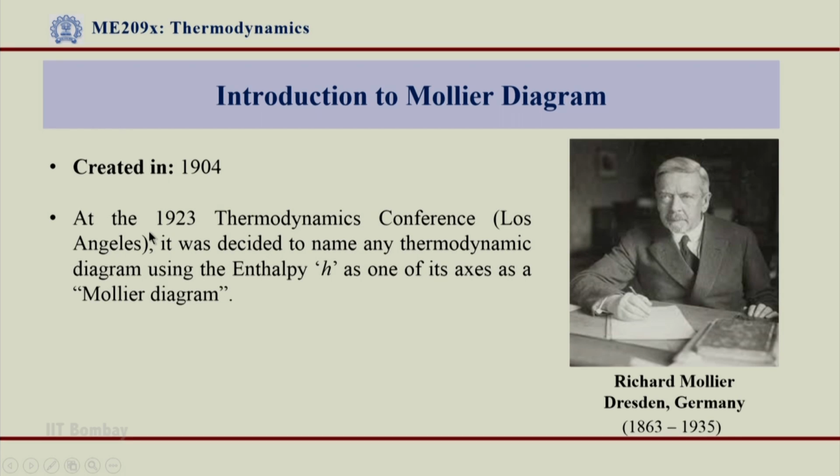and just a historical fact, at the 1923 thermodynamics conference in Los Angeles, it was decided to name any thermodynamic diagram using the enthalpy H as one of its axes a Mollier diagram. So, whenever you have a graphical representation in which one of the axes is enthalpy or H, one can refer to it as a Mollier diagram. This nomenclature is not so prevalent in practice, but still a fact which we all should remember.